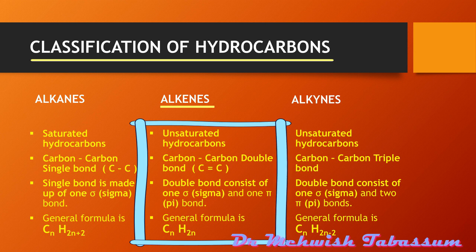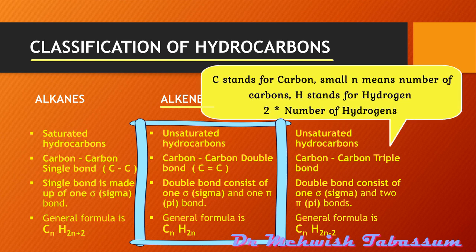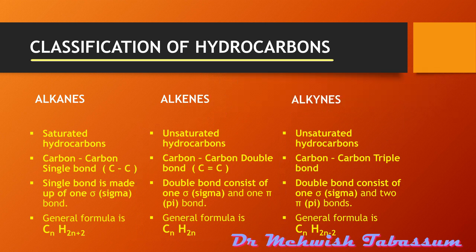Because they have a carbon to carbon double bond, and a double bond consists of one sigma and one pi bond. As I already told you, there's no need to cram what is a sigma bond, what is a pi bond, how they are derived, right? What is the general formula of alkenes? It's CnH2n. C stands for carbon, n stands for number of carbons, H stands for hydrogen, and n again stands for number of hydrogens.